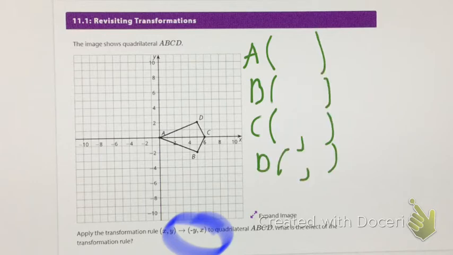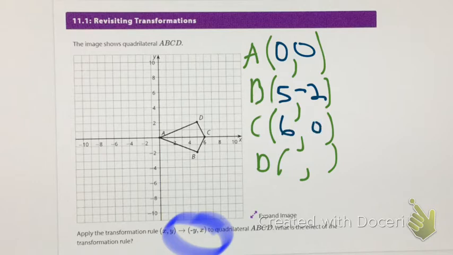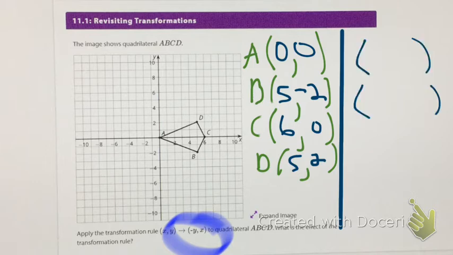Let's take a look at those coordinates. I'm just framing this up here so I can put my coordinates in. Okay, so A looks like it's 0, 0. B is 5, negative 2. And C is 6, 0. And D is 5, positive 2. So now if I do a little switcheroony here, we redo those, and we switch y and x, we make y negative, we should have some new coordinates over here, and I'm going to frame them real quick.